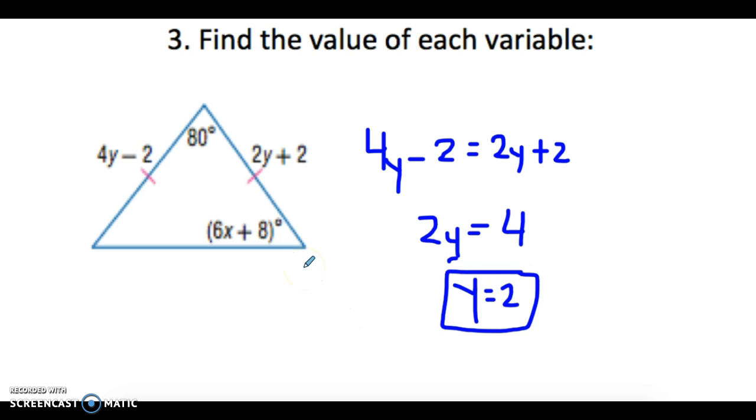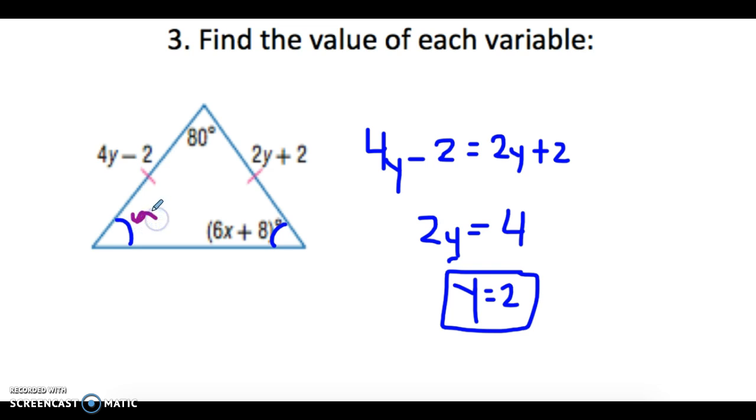I know x belongs to an angle. The only thing I have about the angles on the triangle is that this angle here is 80 degrees, and this angle here is 6x plus 8 degrees. Well, knowing that these two sides are congruent, I know by the isosceles triangle theorem that this angle is also congruent to this angle, right? By knowing that, I know this angle is also going to be 6x plus 8.